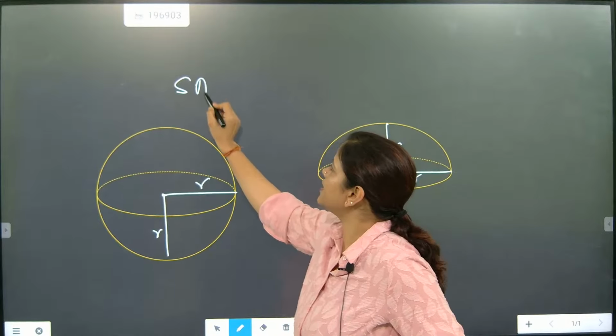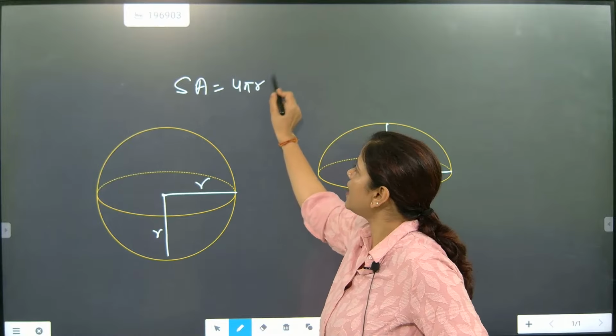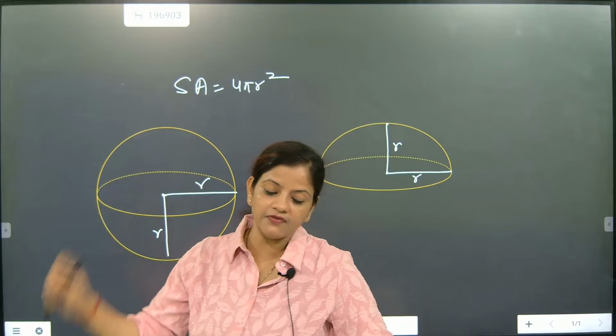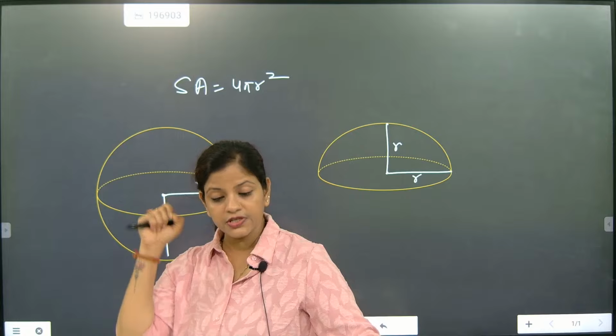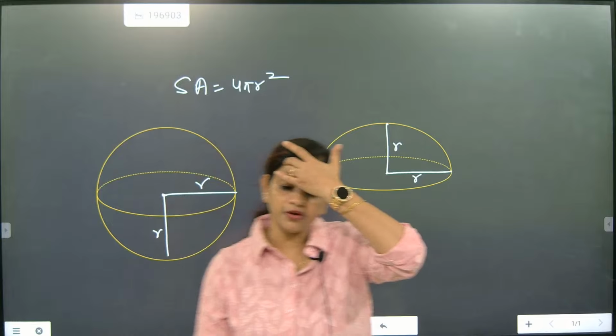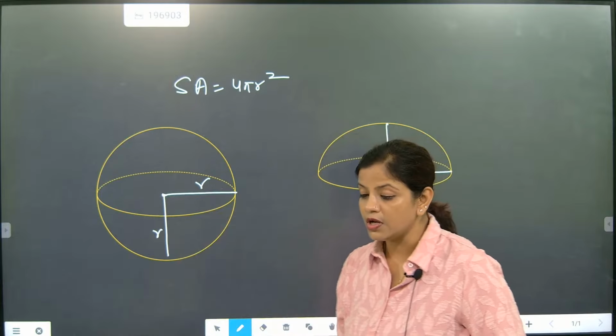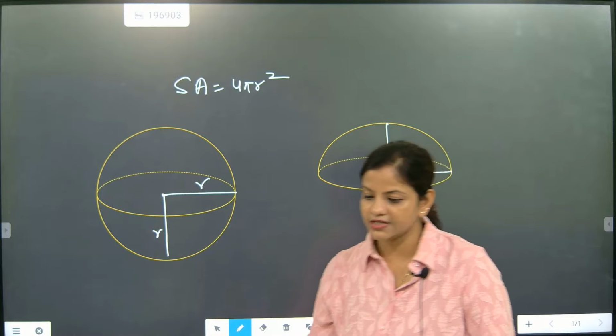So the surface area will become 4 pi r square. For a sphere, only surface area will be there. There will be no curved surface area. Only surface area will be there, and you need to find out the total surface area.